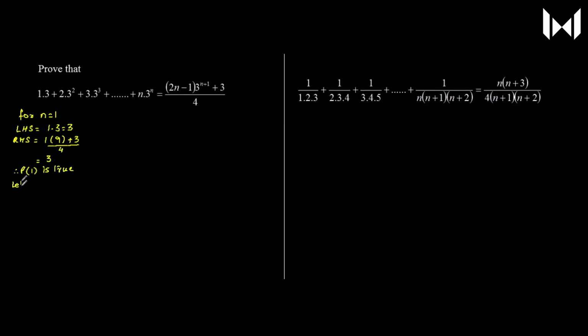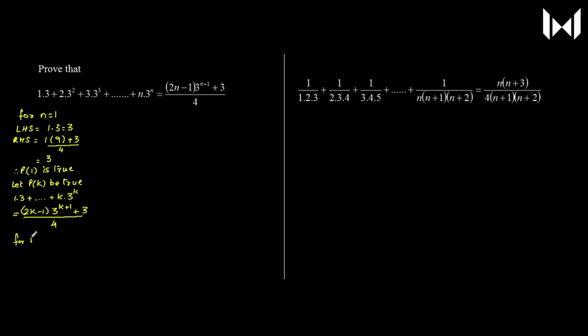So let Pk be true, and so we have 1 into 3 plus up to k into 3 raised to k is equal to, I'm putting it down in order to save the space. So this is equal to 2k minus 1 into 3 raised to k plus 1 plus 3 over 4.